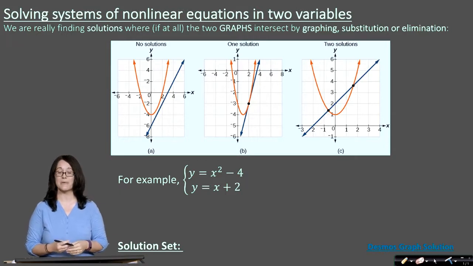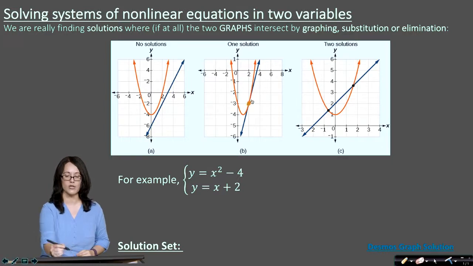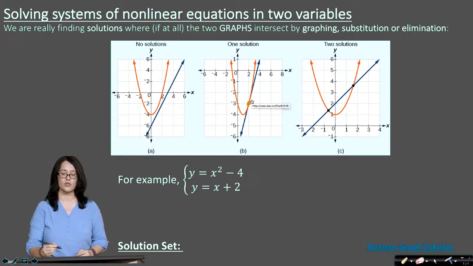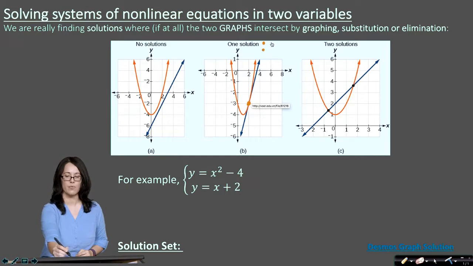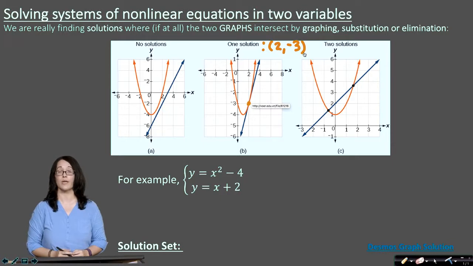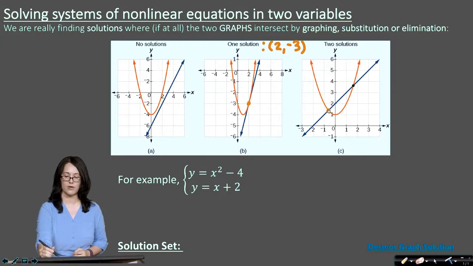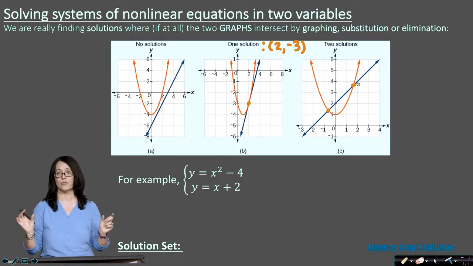But notice that in B, we have a parabola with a line touching it at exactly one location, at the point (2, -3). So we would say the solution there would be the point (2, -3), because that's the one and only point where the line and the parabola intersect. Then we see the third picture, C, where the parabola opening up is intersected by a line at two locations, around here in quadrant 2 and around here in quadrant 1. So at those two locations, we have our solutions to this consistent system.